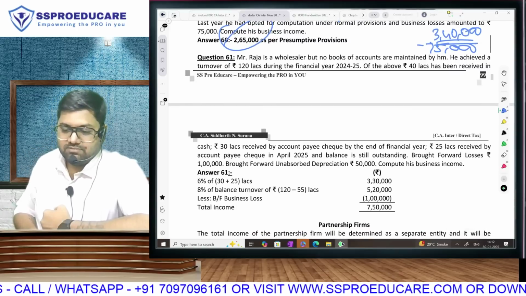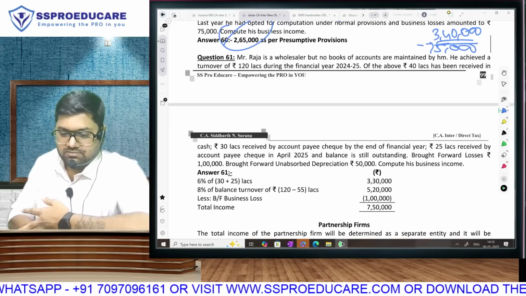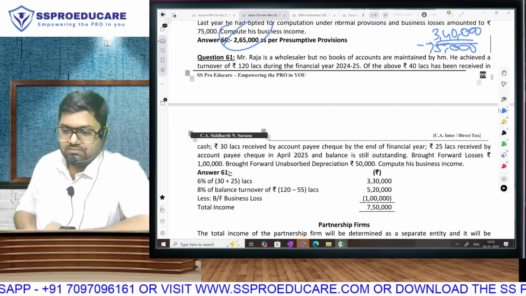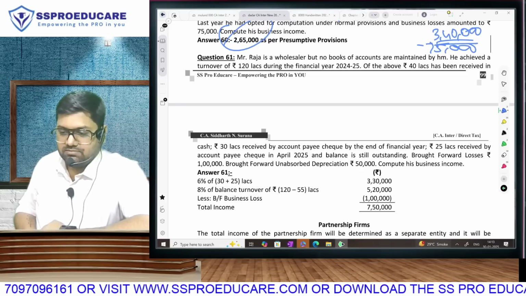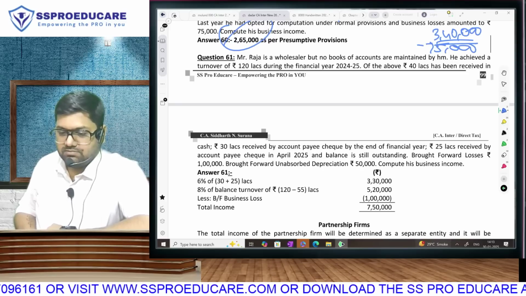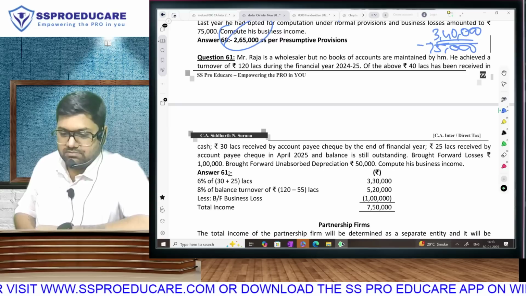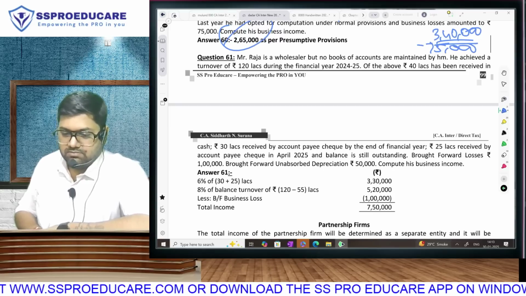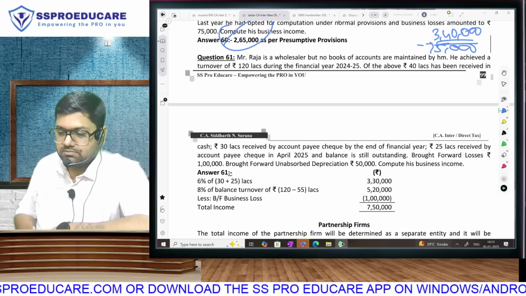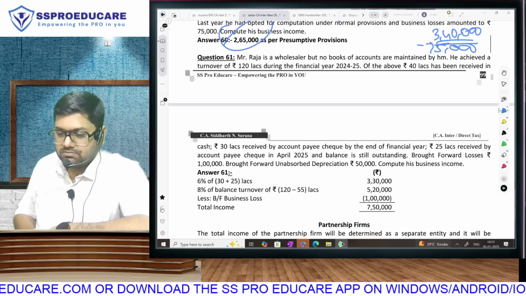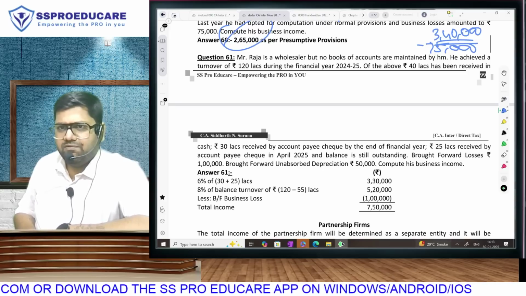Mr. Raja is a wholesaler, but no books of accounts are maintained by him. He achieved a turnover of 120 lakhs during the financial year 24-25. Of the above, 40 lakhs has been received in cash. Rupees 30 lakhs received by account payee cheque by the end of financial year. 25 lakhs received by account payee cheque in April 25 and the balance is still outstanding. Brought forward losses 1 lakh. Brought forward unabsorbed depreciation 50,000. Compute his business income.